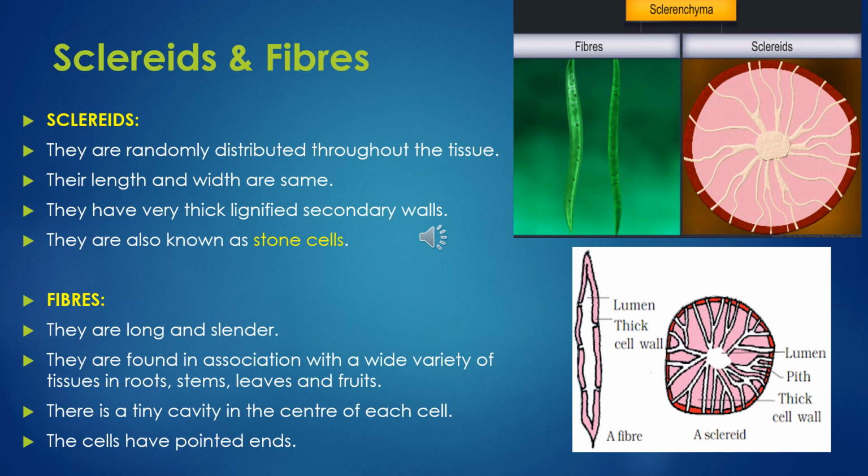Fibers are long and slender. They are found in association with a wide variety of tissues in roots, stems, leaves, and fruits. There is a tiny cavity in the center of each cell. The cells have pointed edges.